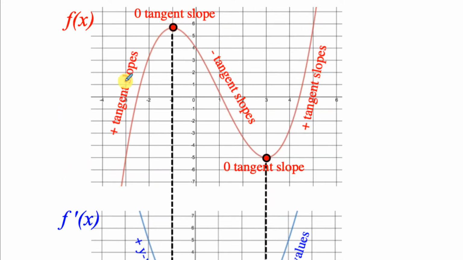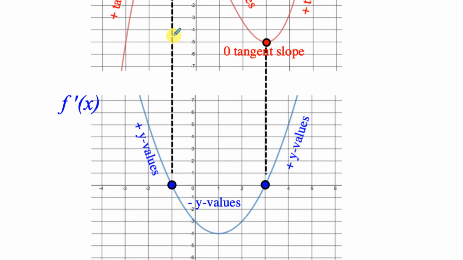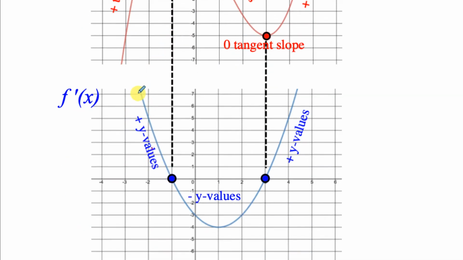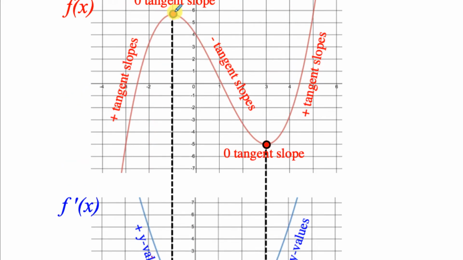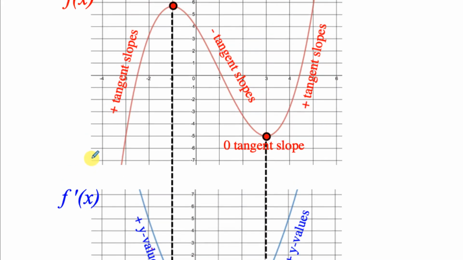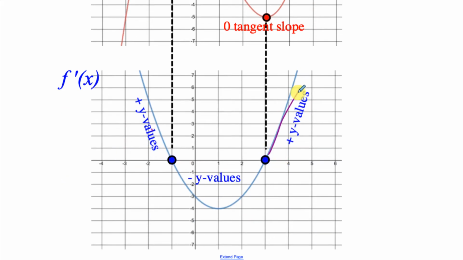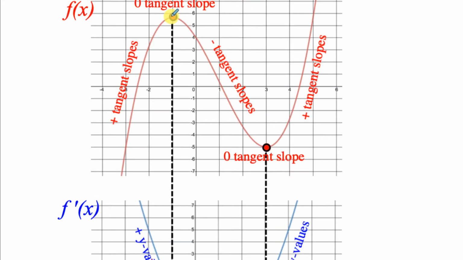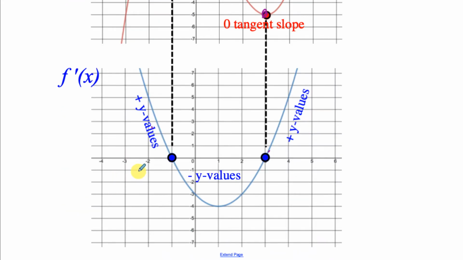When x is less than -1, the original function has positive tangent slopes, which then corresponds to, on the graph of the first derivative, positive y values. Then here, the original function is decreasing, has negative tangent slopes, so therefore, on the first derivative, it would have negative y values. And in this section, the function is increasing and has positive tangent slopes, which means the first derivative would have positive y values. Here, and here the tangent slopes are 0, which means the y value of the first derivative is 0 at those two spots.